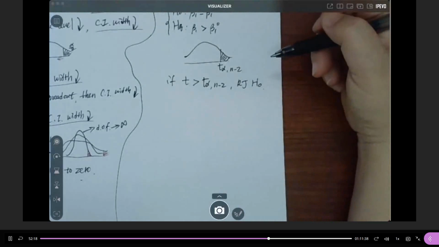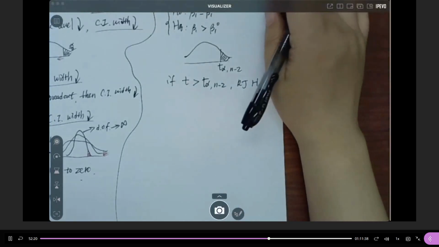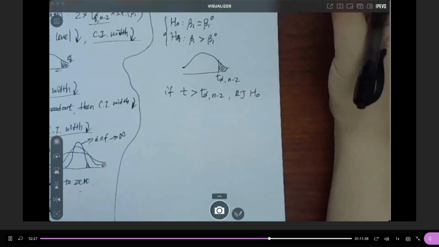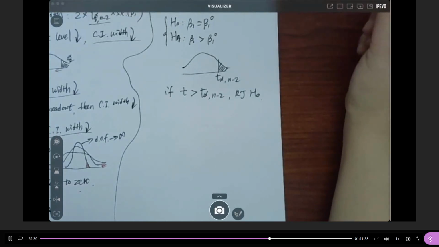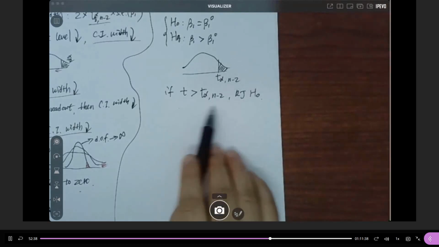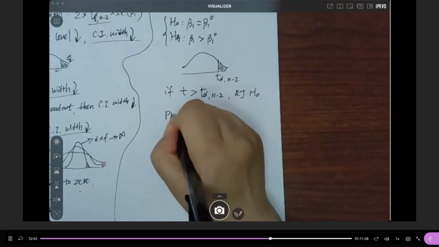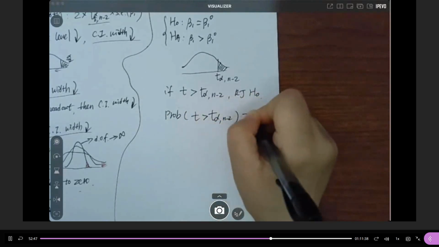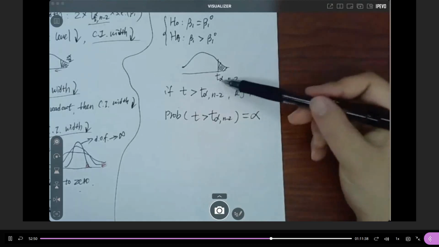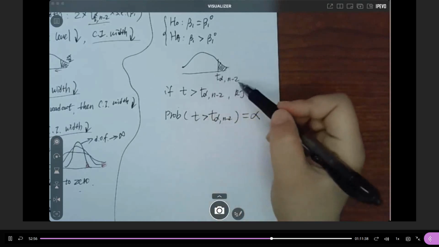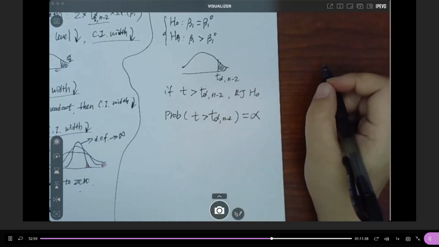So how do we translate this into the confidence interval approach? In this case, we don't have a closed interval, we have an open interval with one value given and the other side open. So we are going to directly use this to develop our confidence limit. The probability for t to be greater than t alpha, n minus 2 is exactly alpha. That's precisely the definition of the threshold value, right? For a random variable t to be greater than this cutoff value, the area under the curve is exactly alpha.